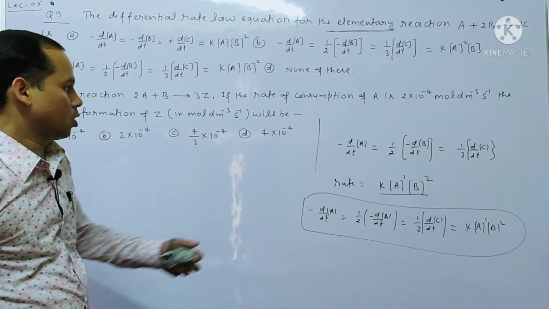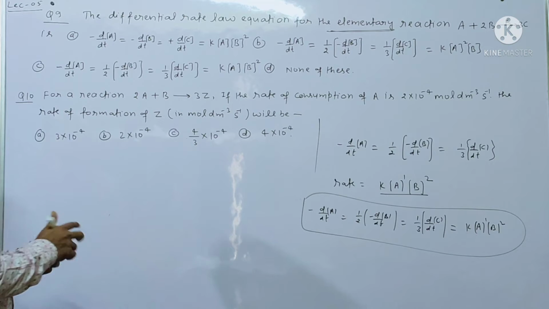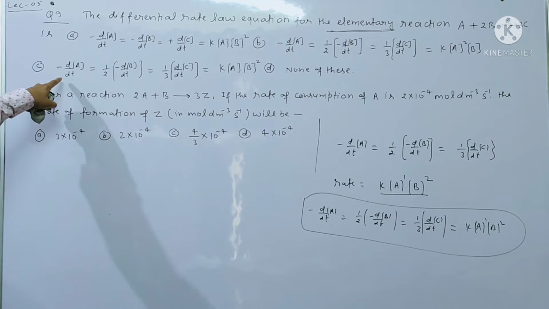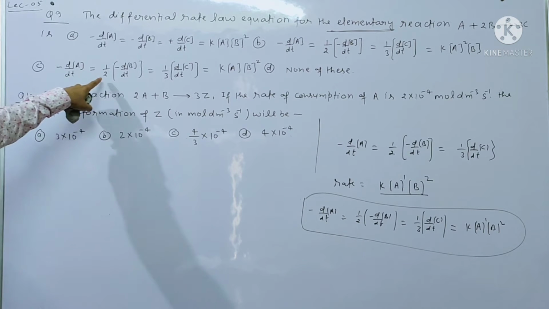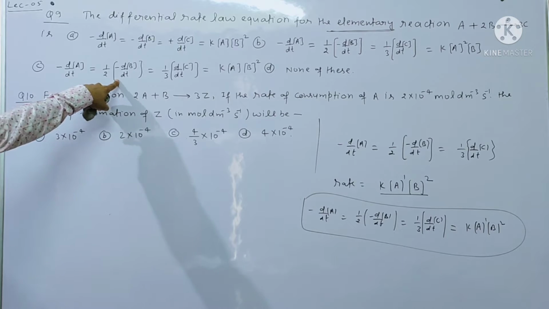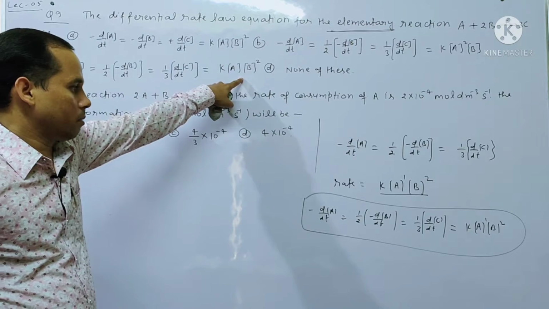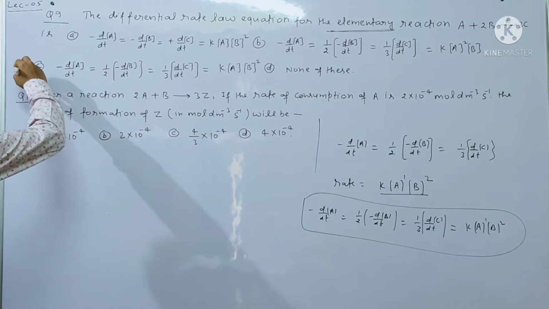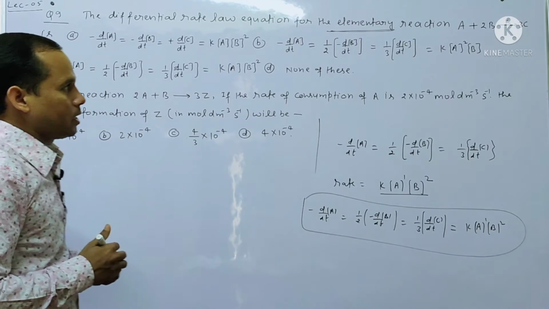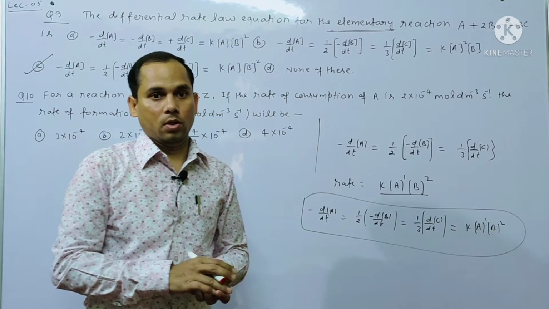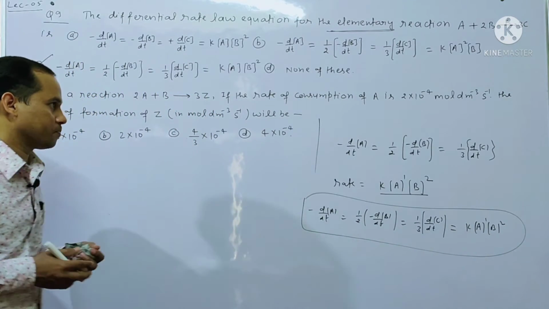Okay, now we will match which option agrees with this. You can see clearly: minus d over dt of concentration of A equals 1 upon 2 times minus d over dt of concentration of B equals 1 upon 3 times d over dt of concentration of C, and K times A and B to the power 2. So option C is correct. I think you have already solved this question. If not, you can see it here.